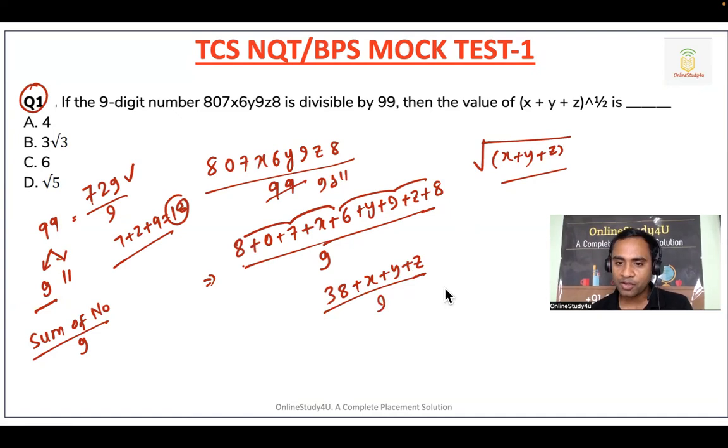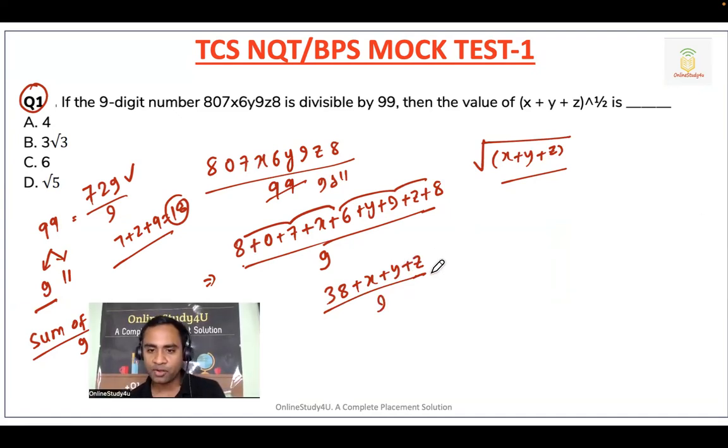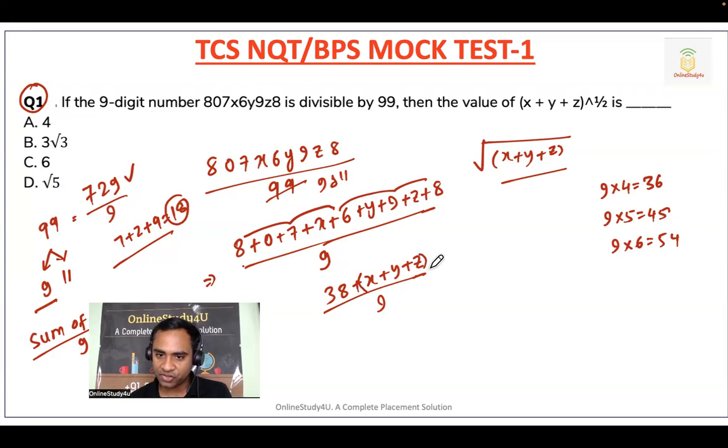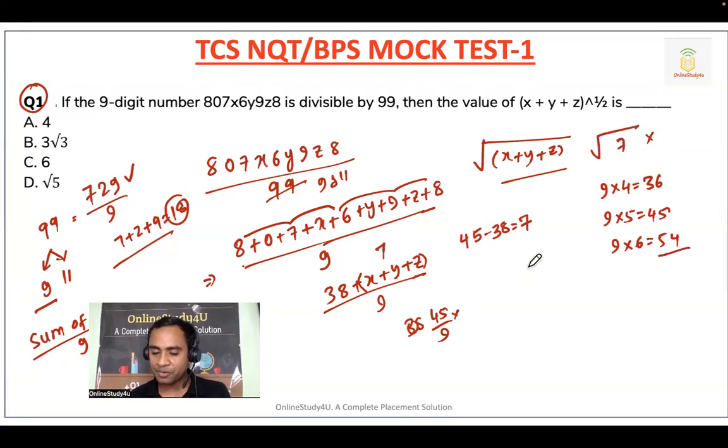Now what value should I place here so that this number will be divisible by 9? The table of 9: 9 fours are 36, 9 fives are 45, and 9 sixes are 54. Now if I take 45 minus 38, that means 7. If I put 7 here, then this number will be divisible by 9. But if the value of x plus y plus z is equal to 7, we cannot solve it. Now we will have to check 54.